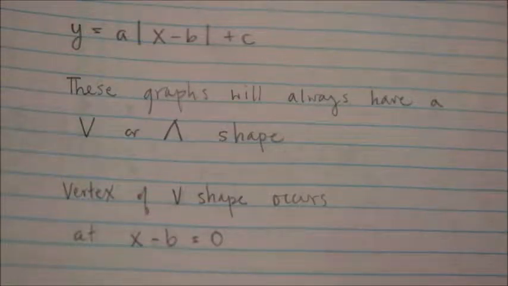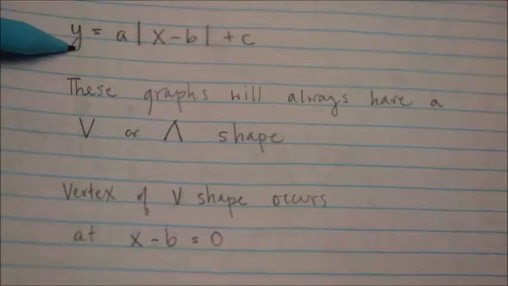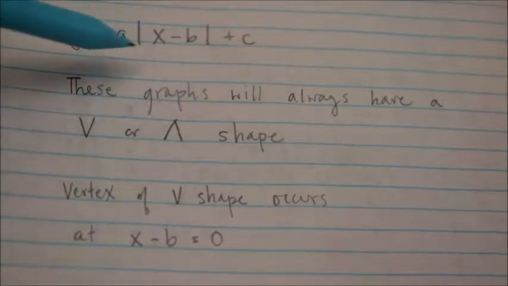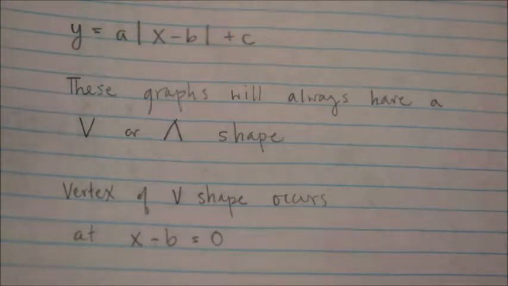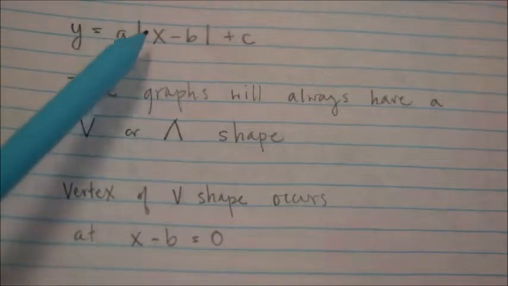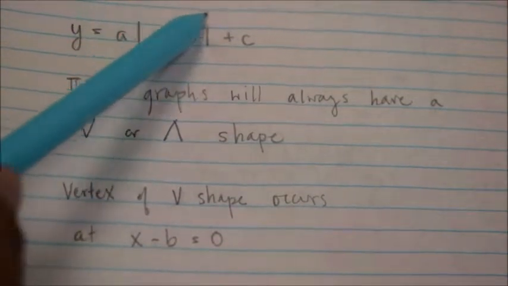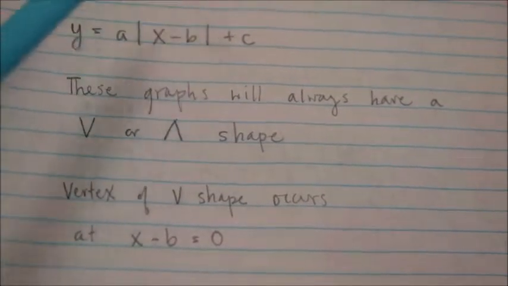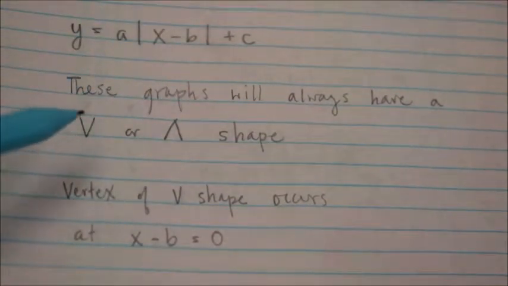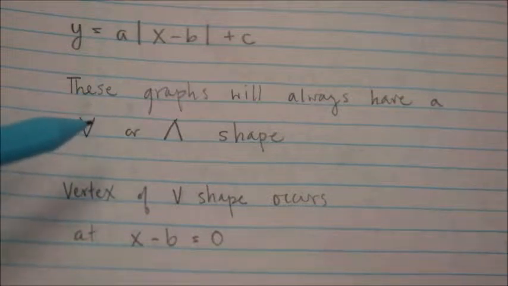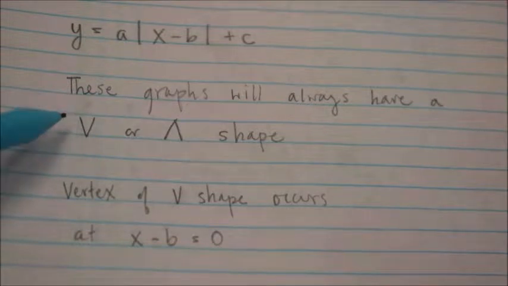For graphing any absolute value equation, you're going to be using this formula right here. This is the standard format for how any of them would look. For these types of graphs, anytime you see these little lines on the sides, that means it's an absolute value equation, and for any absolute value equation, the shape will be either an upwards V or a downwards V.